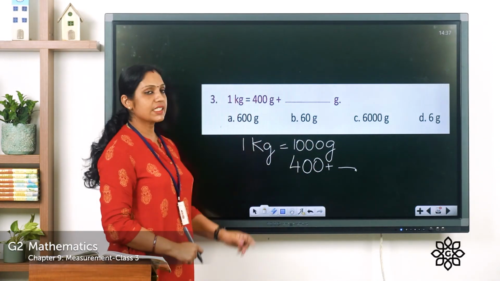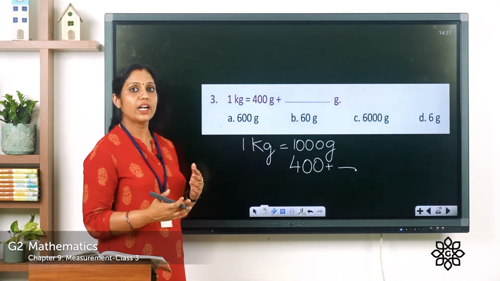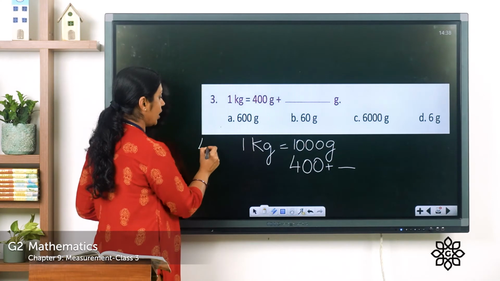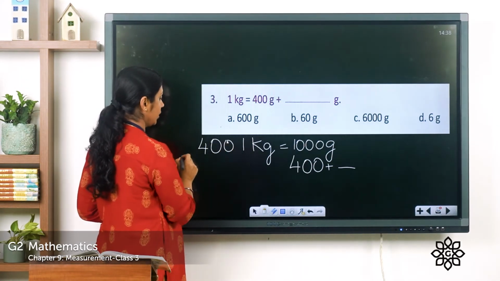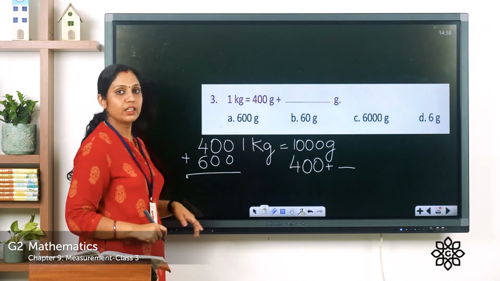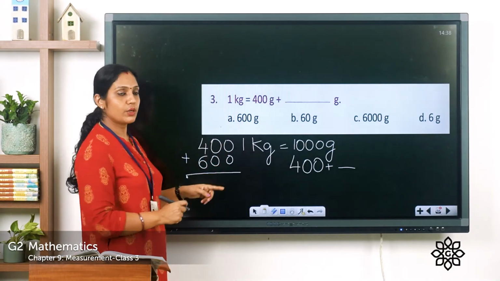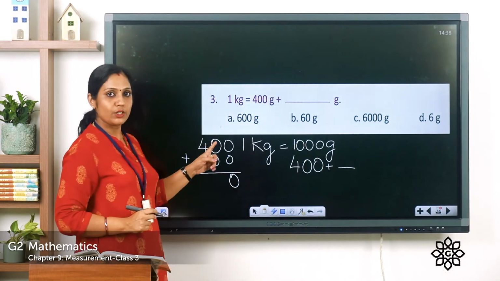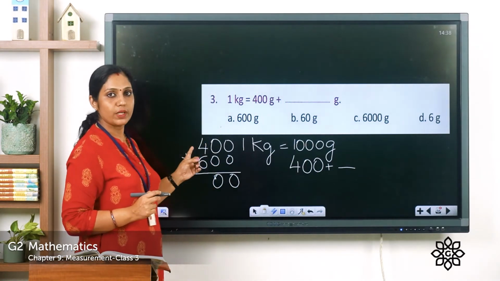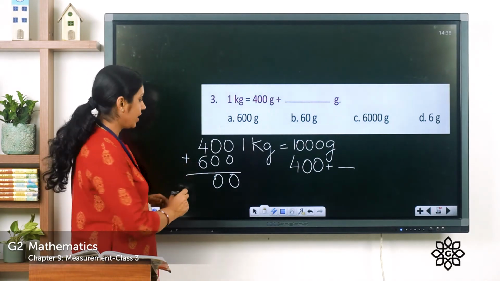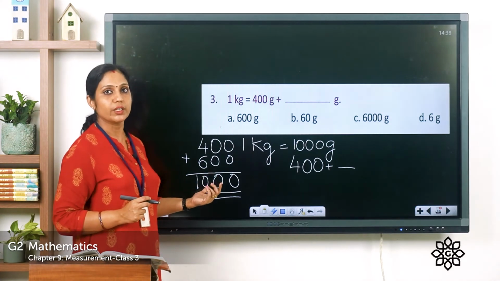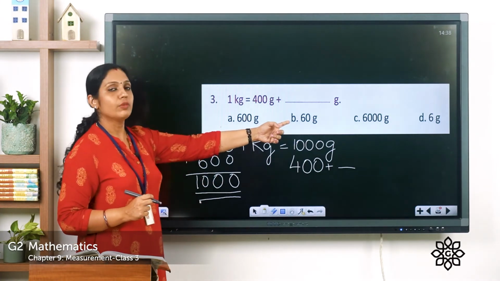Now look at the option 600. Let's do 400 plus 600 and find out whether we are getting the correct answer. So 400 plus 600. Let's start adding from the ones place. 0 plus 0, 0. 0 plus 0 in the tens place, again 0. And look at the hundreds place, we have 4 plus 6. 4 plus 6 is 10. And see whether we got the correct answer or not. We got 1000.